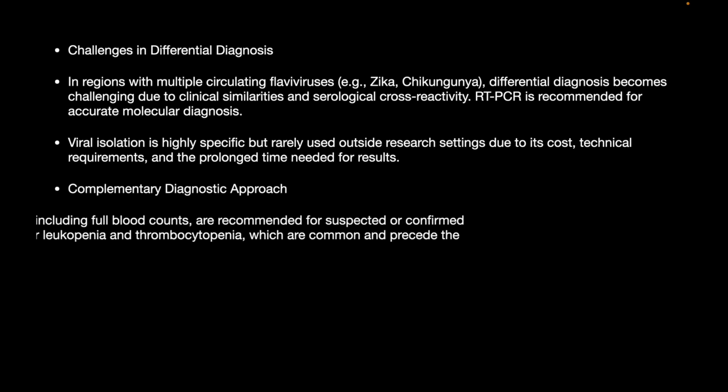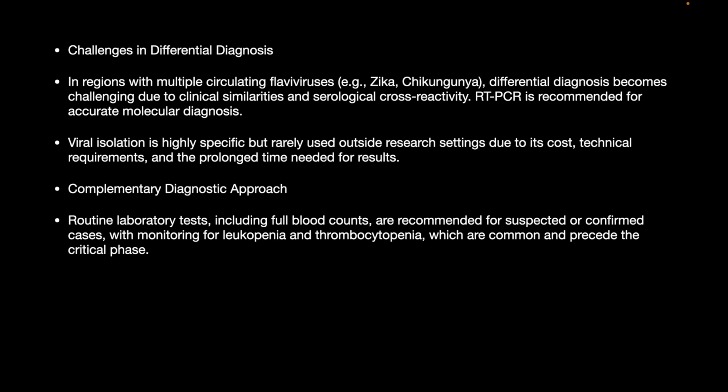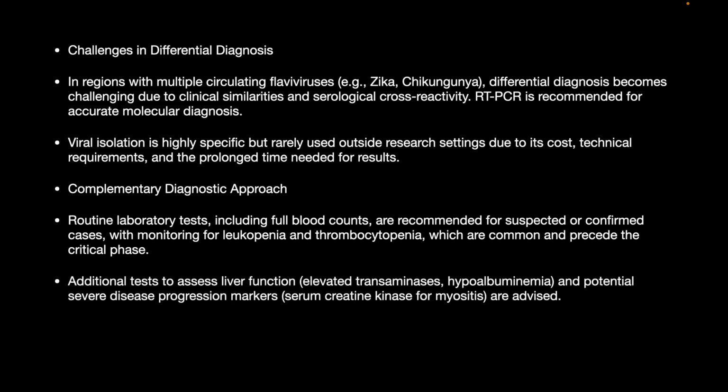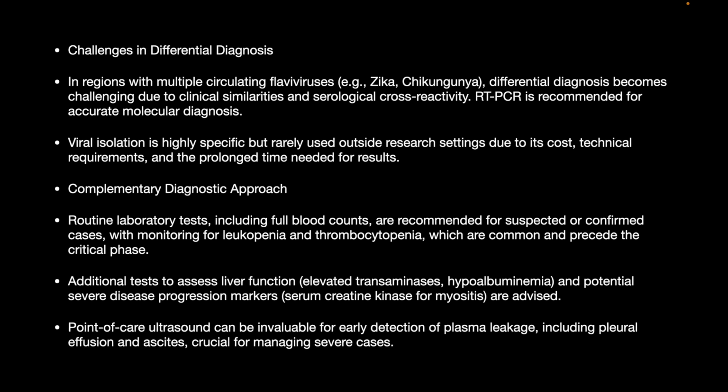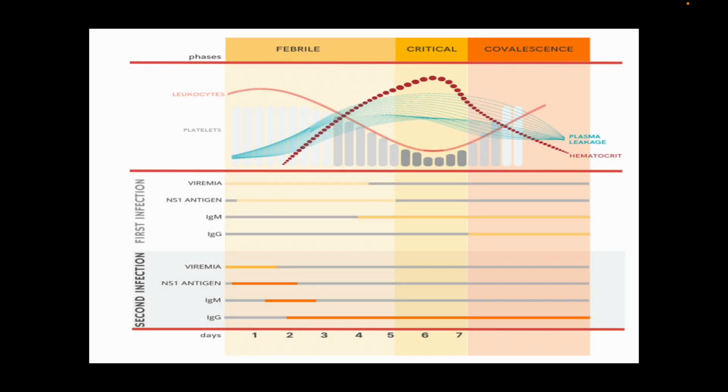Now, complementary diagnostic tests that are available are routine lab tests like full blood count, recommended for suspected and confirmed cases, with monitoring of leukopenia and thrombocytopenia. Additional tests like LFT, and potentially severe disease progression markers like creatine kinase for myositis, are advised. Point of care ultrasound can be invaluable in early detection of plasma leakage, including pleural effusions and ascites, which is crucial in managing severe cases. So as you can see here, the three phases are febrile, critical, and convalescent.